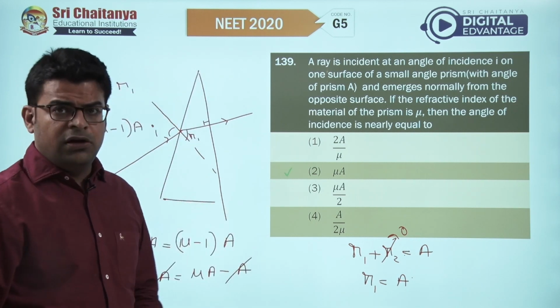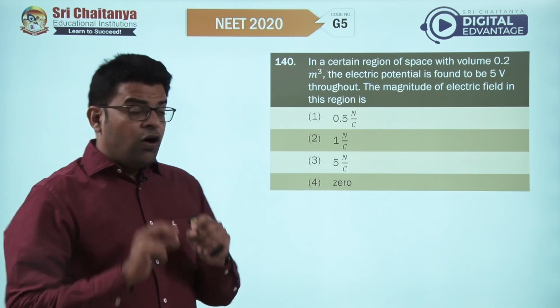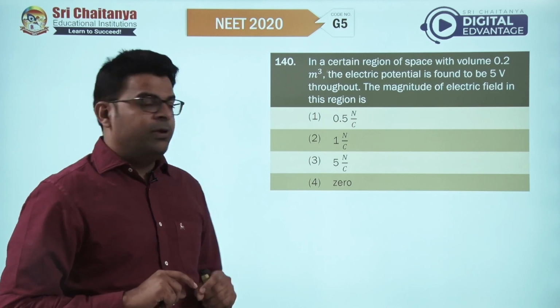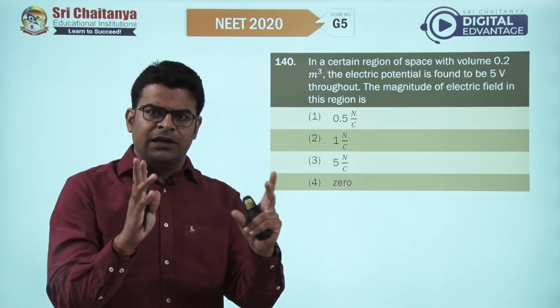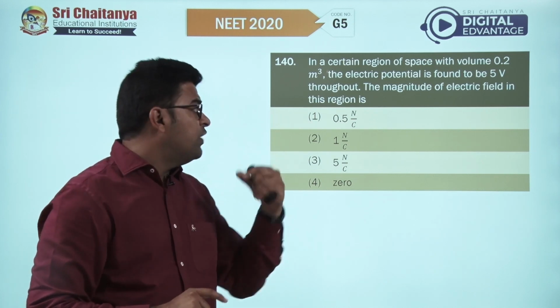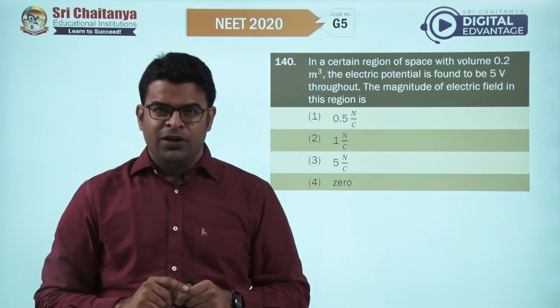Next question: in a certain region of space of volume 0.2 meter cube, the electric potential is found to be 5 volt throughout. So, everywhere in that small volume of 0.2 meter cube, the potential is 5 volt. The magnitude of the electric field in the region is.